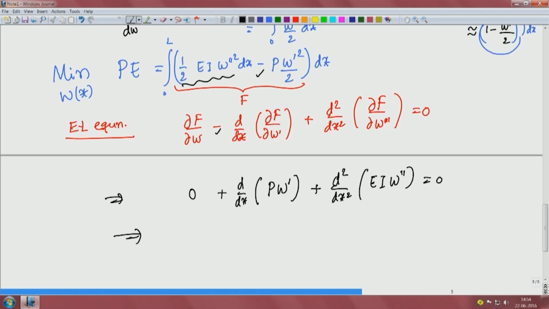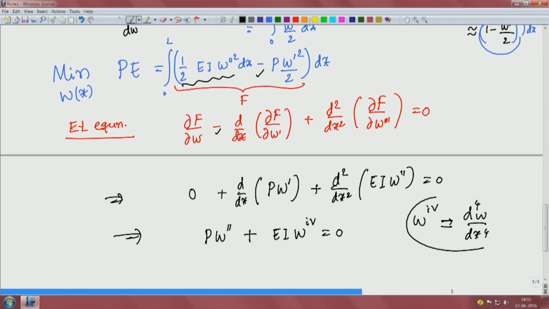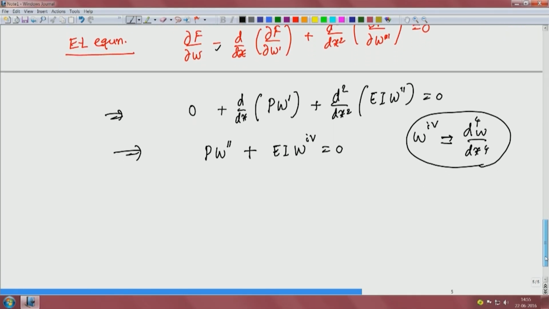So, what I got now is P w, if P is constant I take another derivative, becomes w double prime, plus E I, if E and I are constant, they do not vary with x, constant area of cross section, same material throughout the beam, throughout the column, I will get this to be fourth derivative equal to 0. So, when I put W I V, I mean this is equal to d to the 4 w by dx to the 4, that is our notation. Okay. So, we have this.